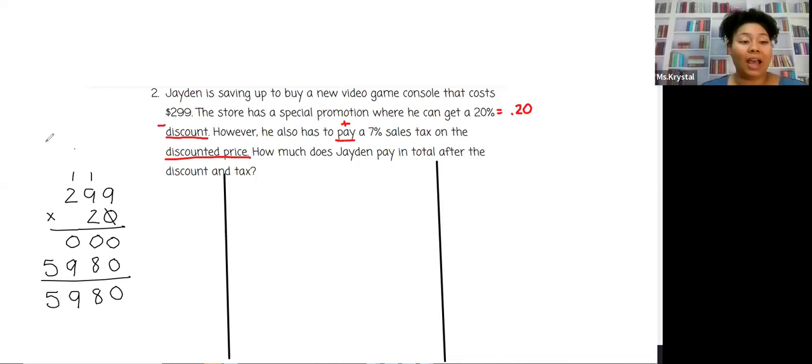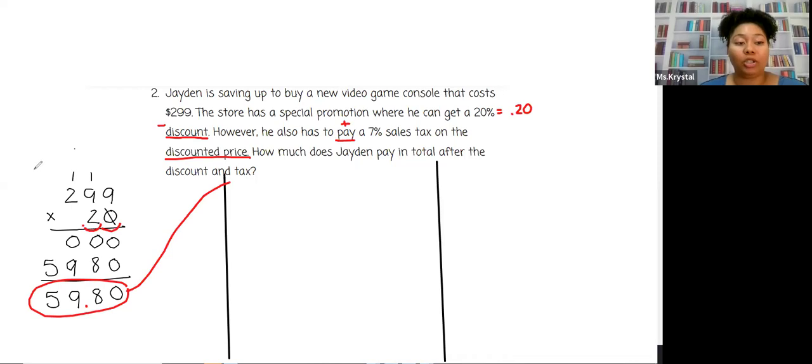We have to then add that decimal back. So let's go ahead and put that decimal back. It was here. We're going to move it not once, but twice, which means we start at the back here. We move it not once, but twice. And now it is $59.80. So now we know that that $59.80 is the discount. So we now need to apply the discount to the original value.